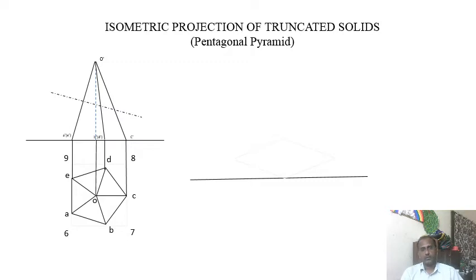Now I have to draw the isometric view of this truncated solid. Truncated solid again means I am going to draw the isometric view of this portion. We will see how I am going to do that. So first draw the reference line, draw the isometric view of this rectangle, which I think you can see, and transfer the corner points 6, 7, 8.